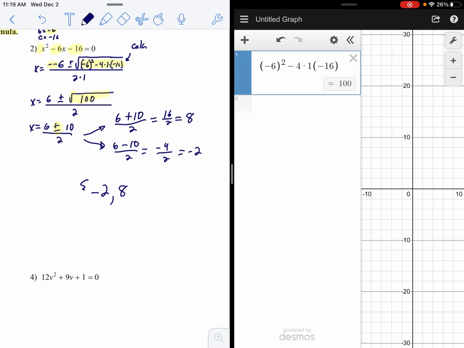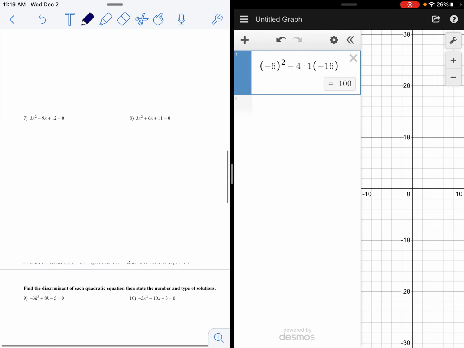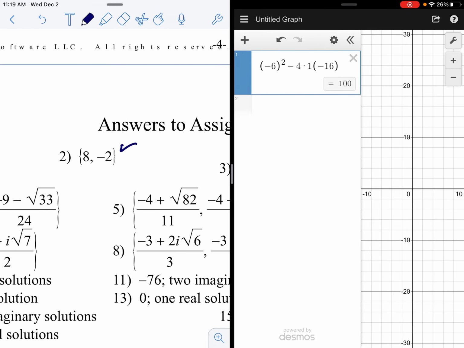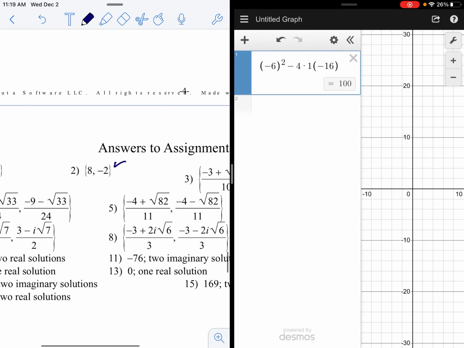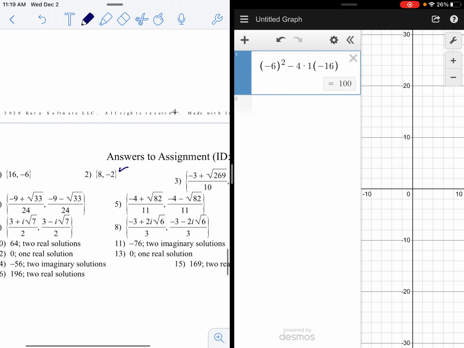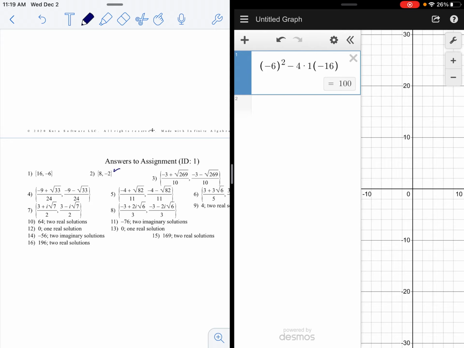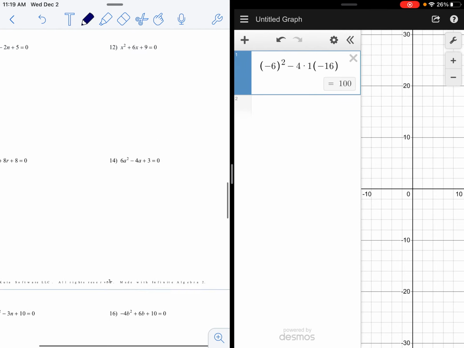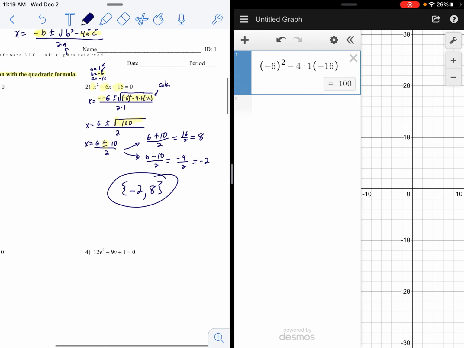Of course, the answer key is probably going to put it in those little brackets, braces. I don't mind if you don't do that. Let me check it. They wrote the answer in a different order than I did, but that's fine. 8 and negative 2 are the answers. Now, look at some of these answers before I go much further. Lots of radicals. So that's a thing we'll have to deal with.